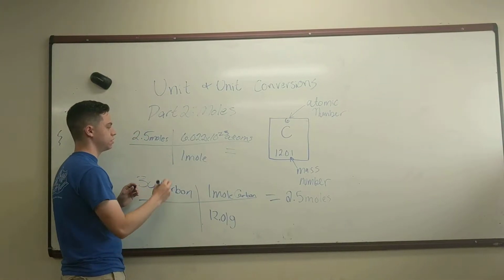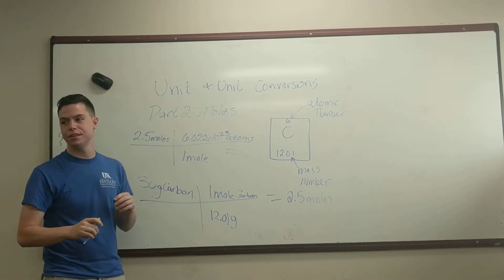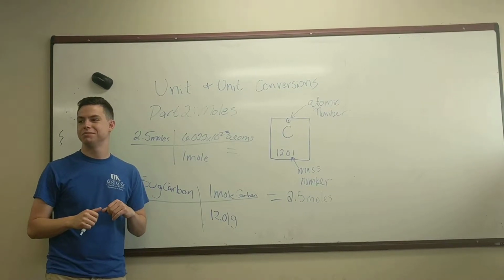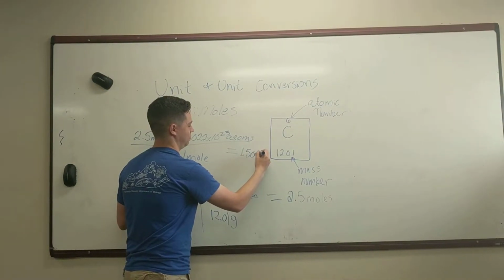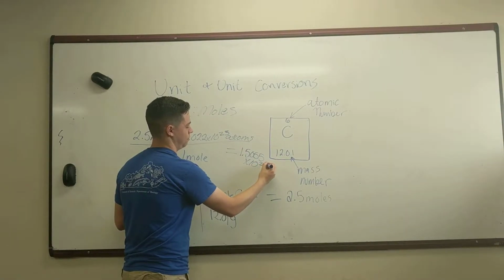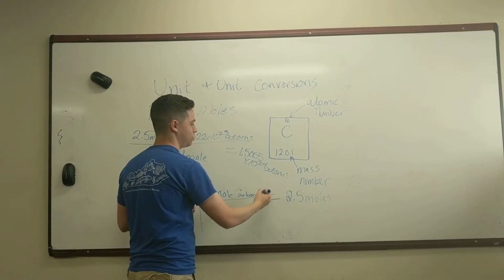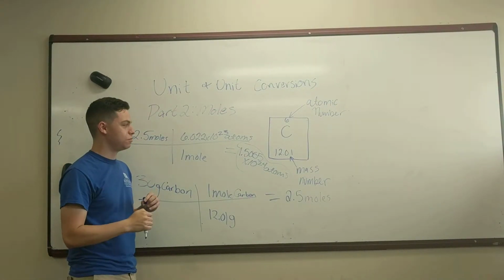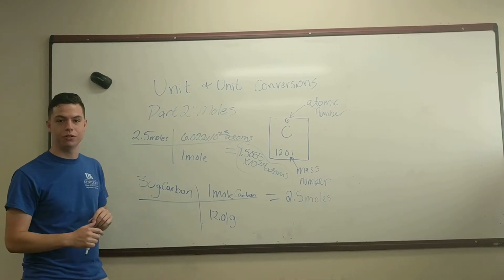Again, multiply by the top, divide by the bottom, and that ends up equaling 1.5055 times 10 to the 24th. So we end up with 1.5055 times 10 to the 24th atoms in our 30 grams of carbon.